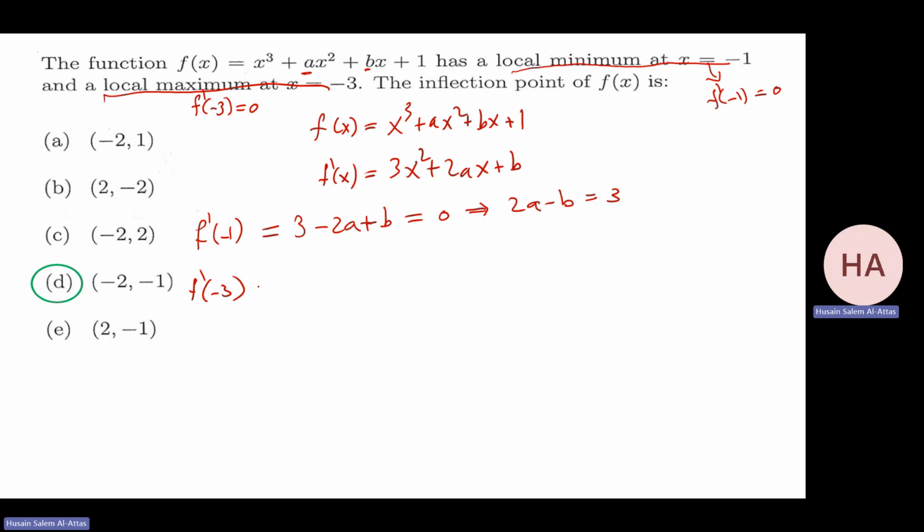F prime of minus 3, that will be 3 times 27, minus 6a, okay, plus b. Not the minus 6a. Minus 6 times x, x is minus a. That's minus 6a plus b equals 0. That means what? That means 6a minus b. Wait a minute. I took it to the other side. Huh?